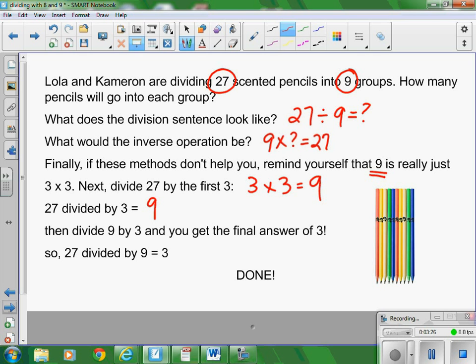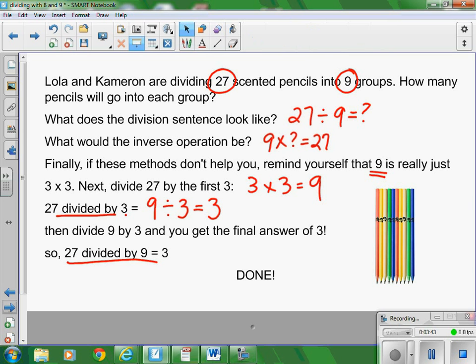Right? So you divided the 27 by 3 first, which was one of the factors, and got 9. Then you divide 9 by 3 and get 3. You get it? So 27 divided by 9 would equal 3. You can break those numbers into their factors if you're not sure of what the quotient is.